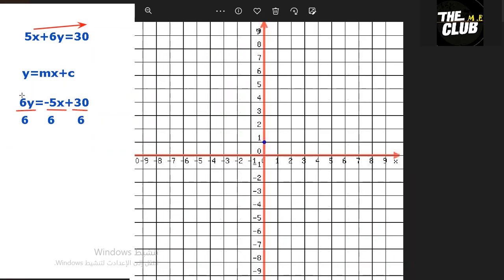Here the 6 cancels with the 6. 30 and negative 5 we divide. So y equals negative 5 over 6. When I divide it, it's going to be 0 point something. 5 divided by 6 is about 0.8, so it's going to be negative 0.8x. Focus on the steps. After negative 0.8x I have 30 divided by 6, which gives 5.